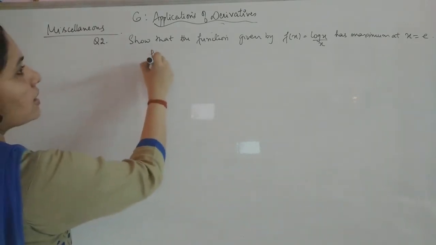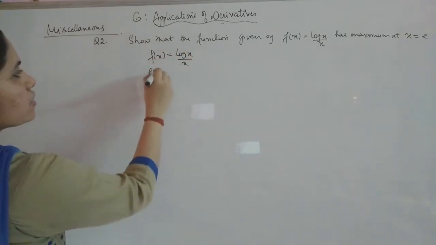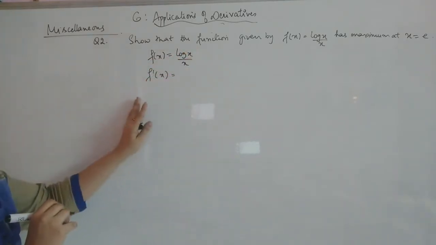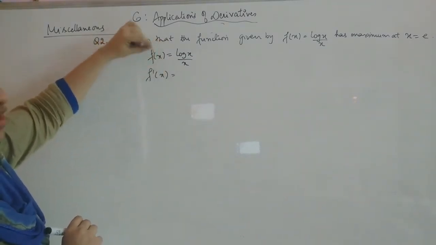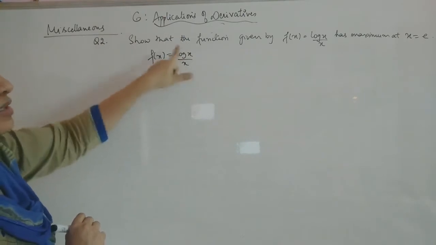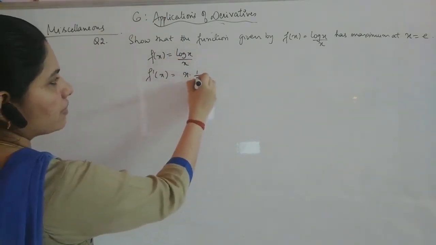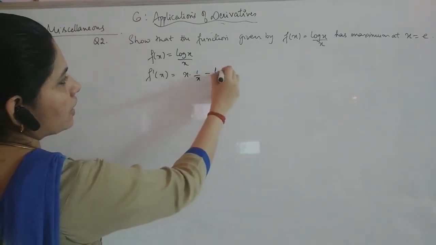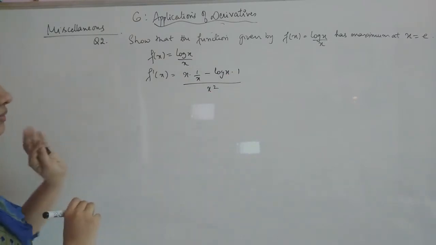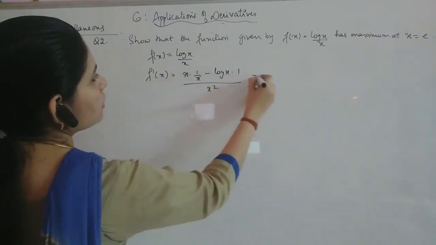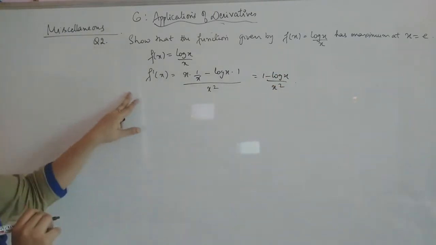Okay, so let's start with f of x equal to log x by x, f dash of x. You can use either the product rule or the quotient rule. Product rule in the sense 1 by x as one function and log x as the other one, or else you can use the quotient rule. Okay, so x into the derivative of log x, which is 1 by x, minus log x into the derivative of x, which is 1, divided by x square. I have used the quotient rule. So this is giving you 1 minus log x divided by x square as the first derivative.